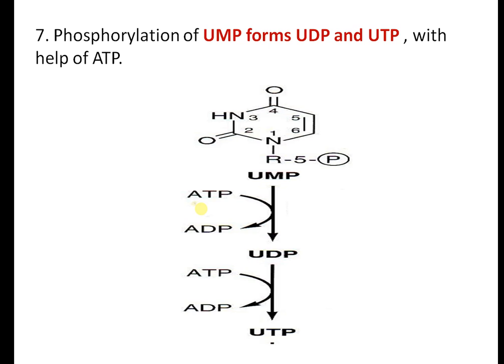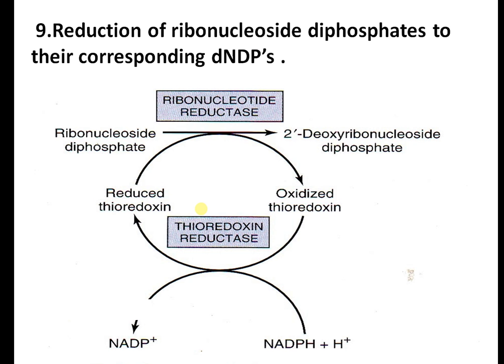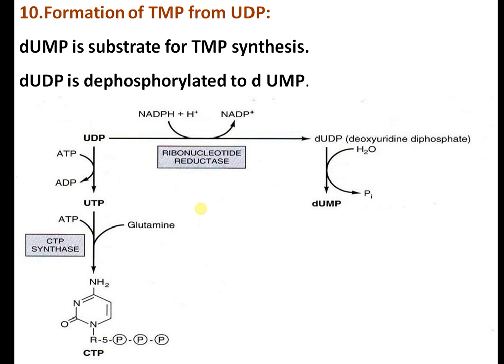UMP is converted to UDP, and UDP to UTP, by ATP being converted to ADP. UTP is converted to CTP by CTP synthetase with the involvement of glutamine. Reduction of ribonucleoside diphosphate gives deoxyribonucleoside diphosphate, by the involvement of thioredoxin reductase, with NADPH being converted to NADP. UDP is converted to dUDP, and UTP to CTP by CTP synthase. dUMP is formed, with H2O and inorganic phosphate released.